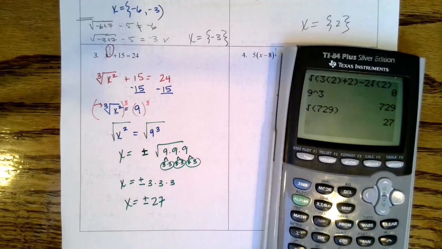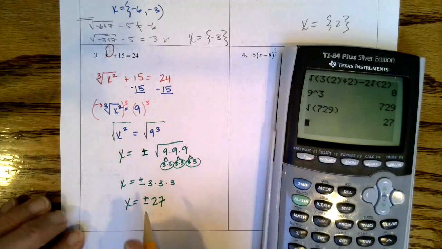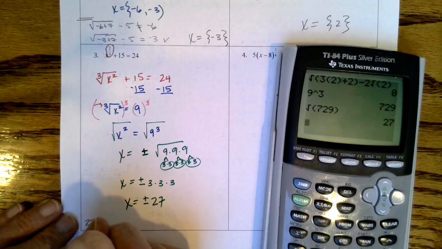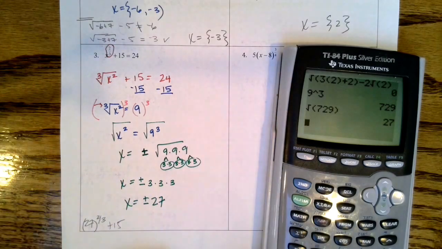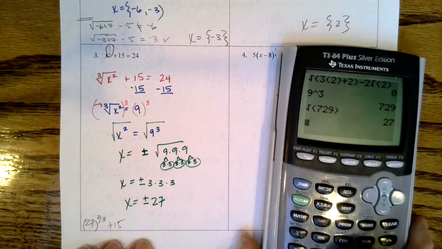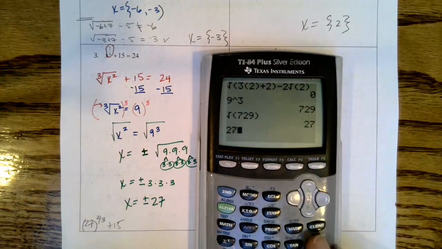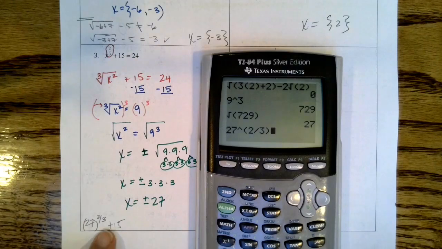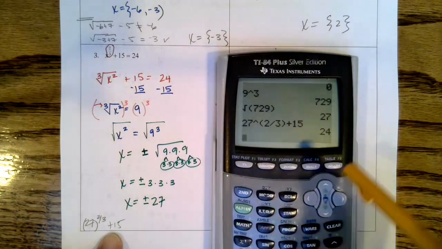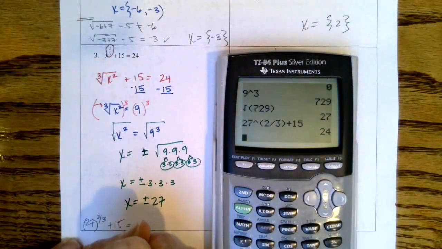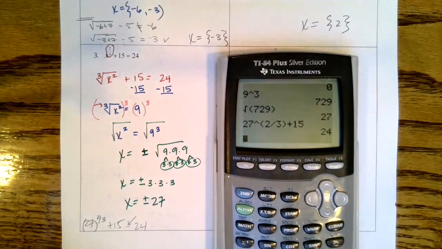Now when I go to check, remember I have 2 answers to check. I have to look at 27 to the 2/3 power plus 15 and see if that is equal to 24. So I'll take 27 to the parentheses 2 divided by 3 power, and then plus 15. I do get 24. That's good. That's what I'm looking for. So yep, that one works.